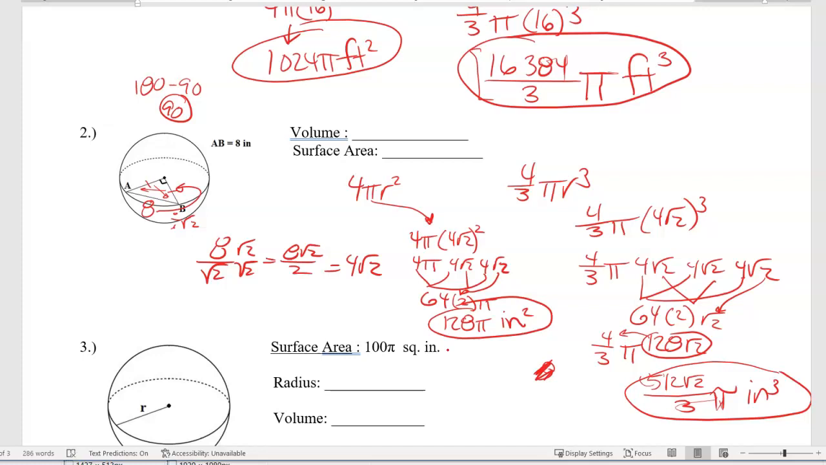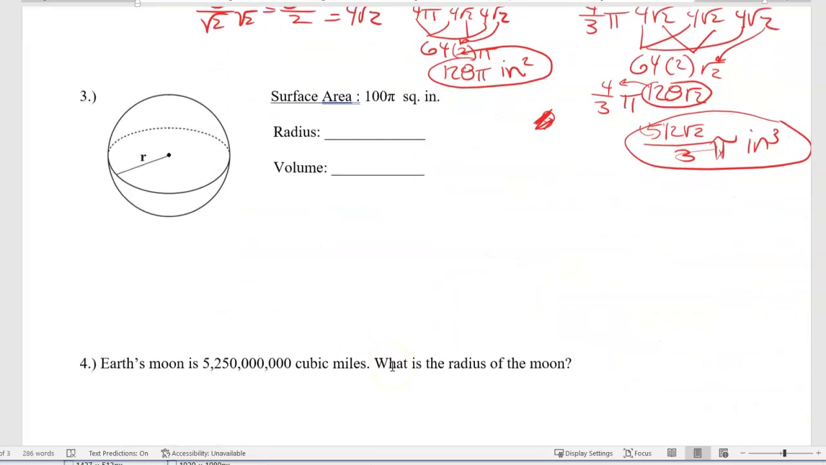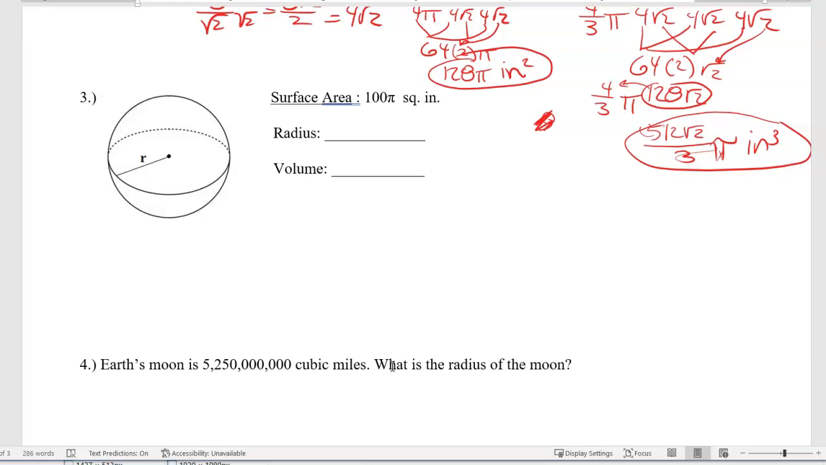All right, 2 more problems. So the next one, they give us the surface area, and we need to figure out the radius and the volume. When all else fails in math, all you have to do is draw a picture, and if that doesn't work, since they already gave us a picture, it's write out the formula. So they gave us surface area, which is 4 pi r squared, and that equals 100 pi.